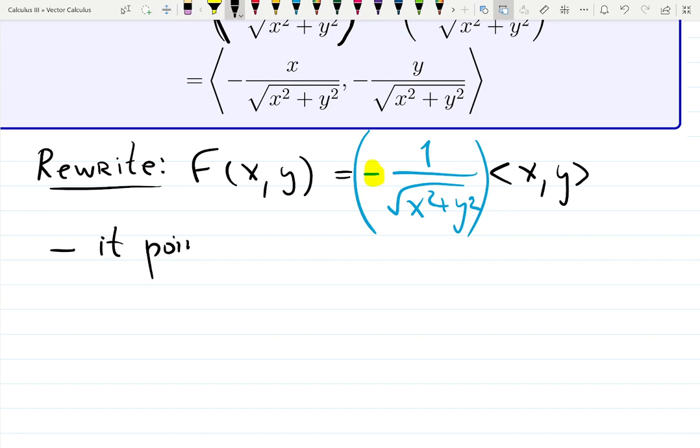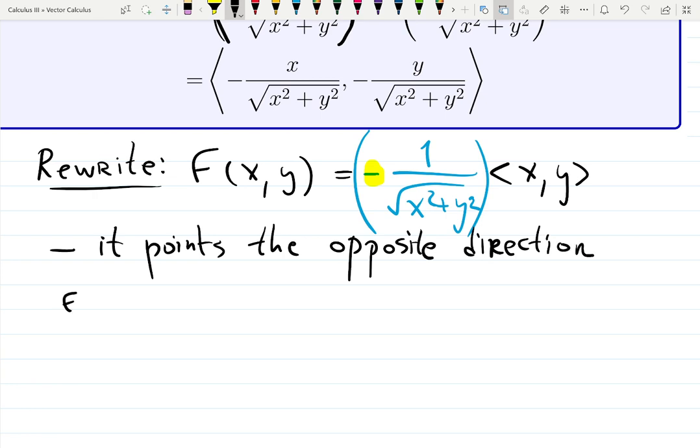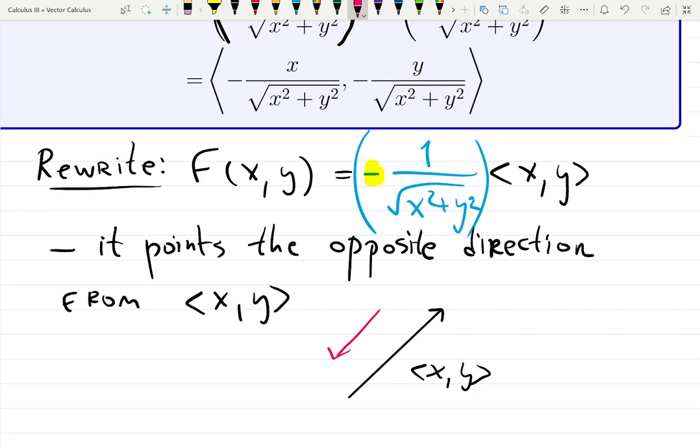It points the opposite direction from the vector x and y. Let's check it out. So first of all, we figure out this part. When you have a vector x comma y, you will have to reverse the direction for f at x comma y.